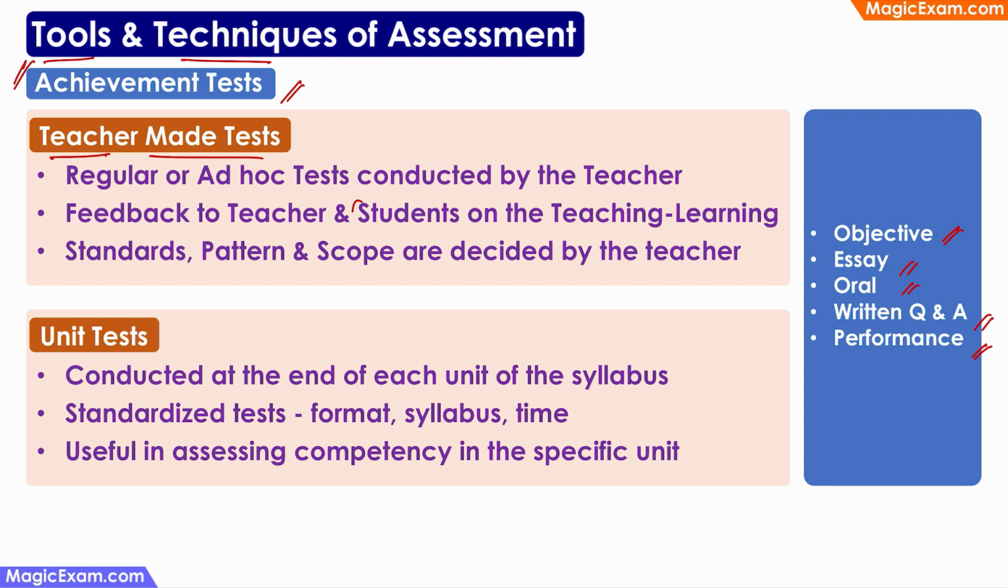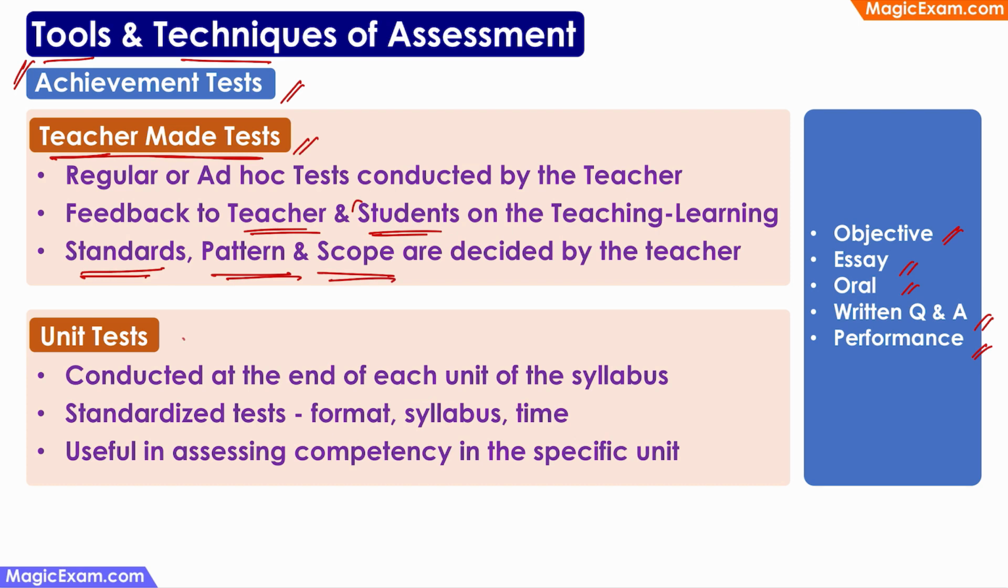So if the teacher is deciding the standard, the pattern, the scope, the syllabus and everything of a particular test, then these are called teacher made tests. And the feedback from these teacher made tests are going both to the teacher and the student, and it helps them understand what they have learned from a specific chapter. The teacher gets to know whether the teaching learning process is ideal for this group of students, and the students get to know what are the gaps in their understanding of that particular topic. Right? So teacher made tests, everything is being decided by the teacher.